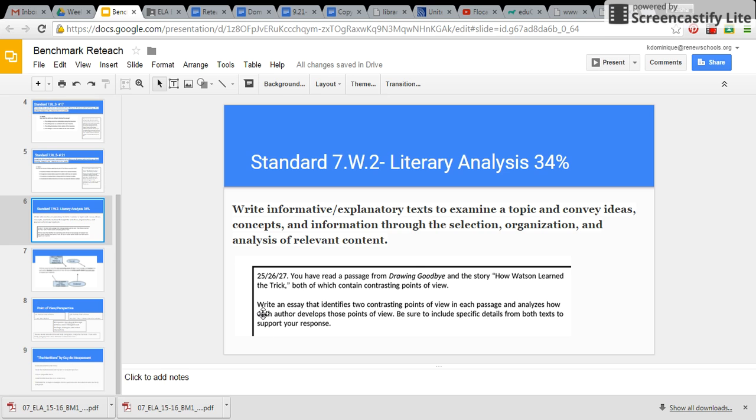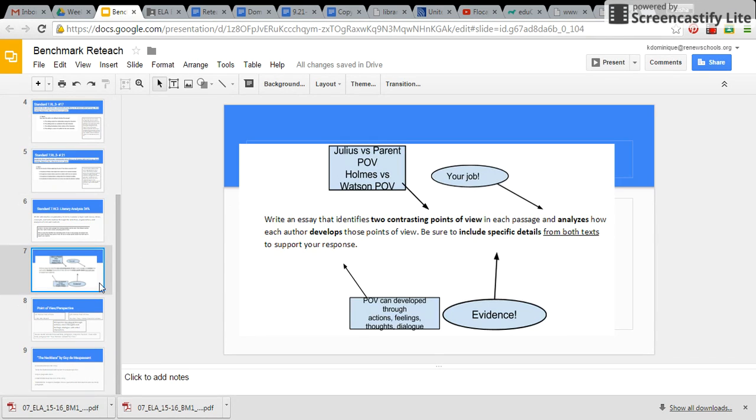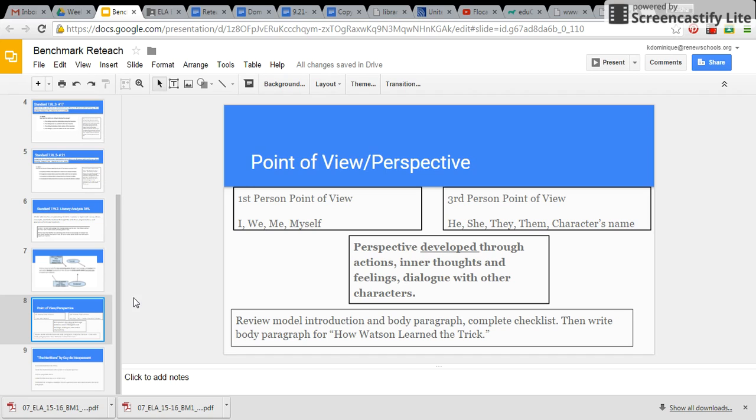This is the prompt that you had on your benchmark. I did a little prompt breakdown to really help you understand the important words in the prompt. And this is what I really want you to focus on. Many of you had the misconception that you were only supposed to identify the point of view, and you said whether the story was in first person or third person, but actually both of these stories are in third person.